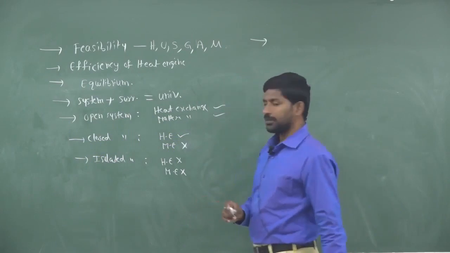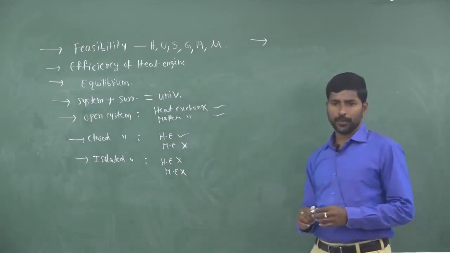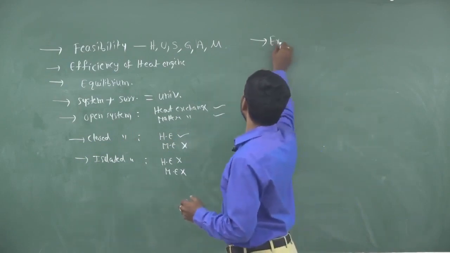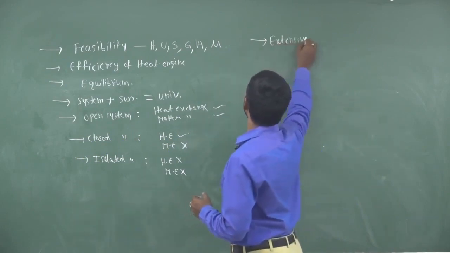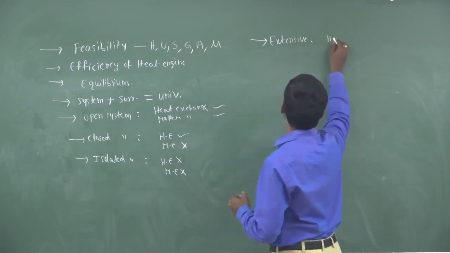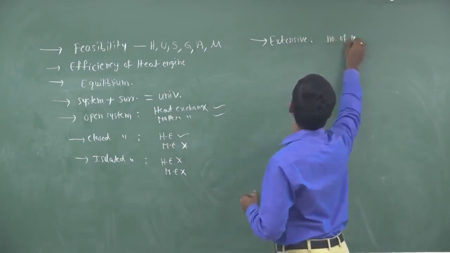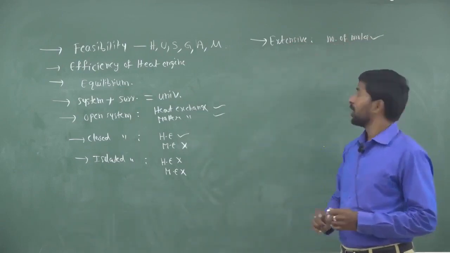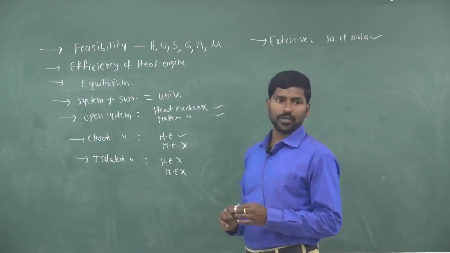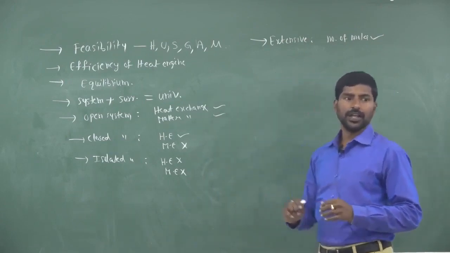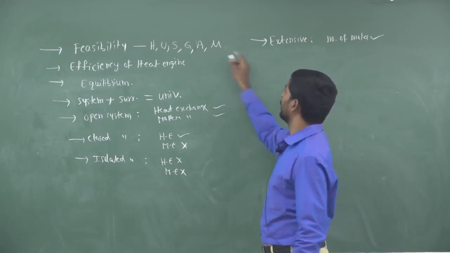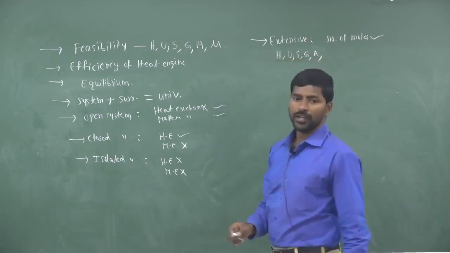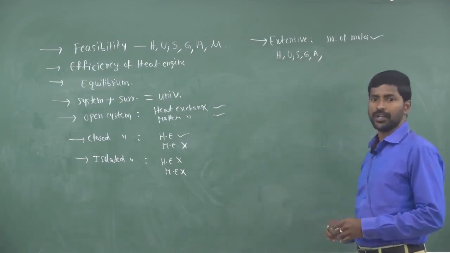Okay, next one, we discussed thermodynamic properties. How many types of thermodynamic properties we have? Extensive and intensive properties. What are extensive properties? If a thermodynamic property depends on amount of substance or number of moles, that is called extensive property. For example, H, U, S, G, A, all these depend on number of moles of the substance, so they are said to be extensive properties.